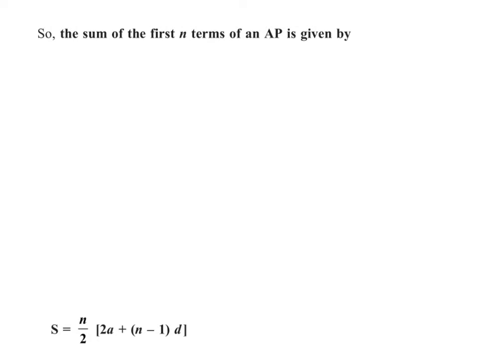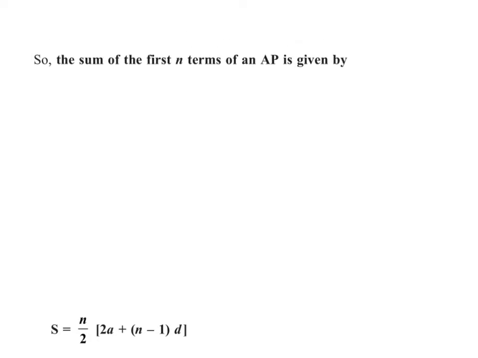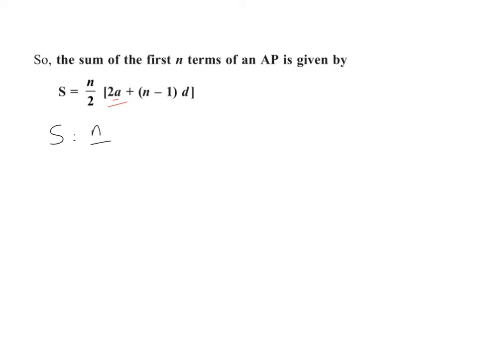So, we know that the sum of the first n terms of an arithmetic progression is given by Sn equal to n over 2 times 2a plus n minus 1 times d. But can I write 2a as a plus a? Then what do I get? I get S is equal to n over 2 times, instead of 2a, I write a plus a. The rest of the equation remains the same, n minus 1 times d.